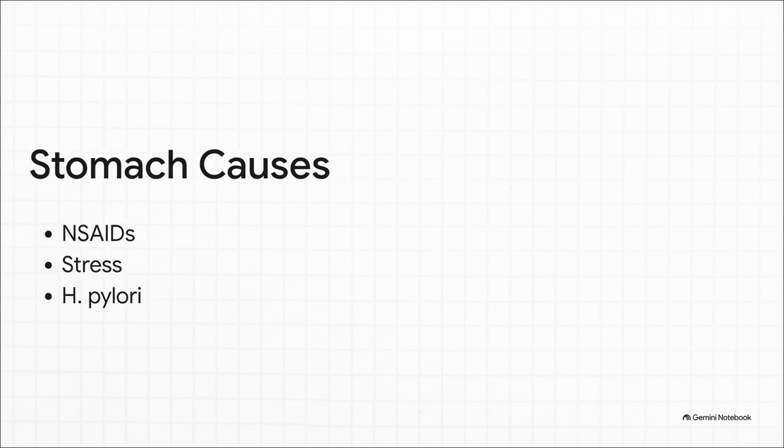Moving down to the stomach, we see a fascinating split. On the non-infective side, you have NSAIDs, alcohol, severe physiological stress like shock or burns, and importantly, autoimmune atrophic gastritis. But on the infective side, Helicobacter pylori stands completely alone. It is by far the undisputed leading cause of chronic gastritis worldwide.